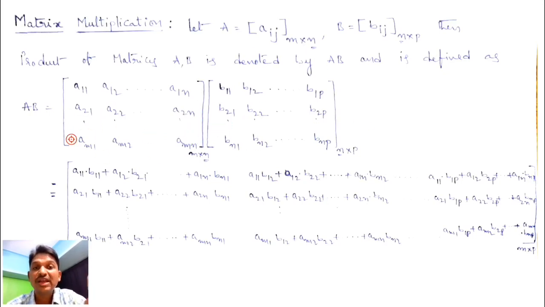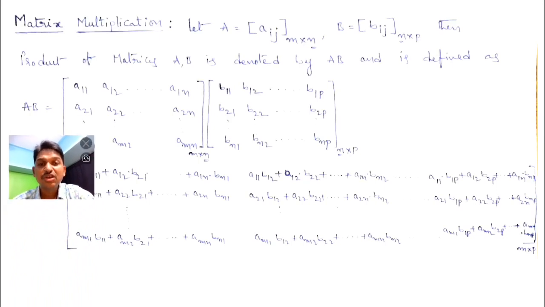Here you come to the last row. What to do now? Last row, first column, last row, second column, last row, third column, last row, last column. Like that you need to multiply. This is the definition of matrix multiplication.